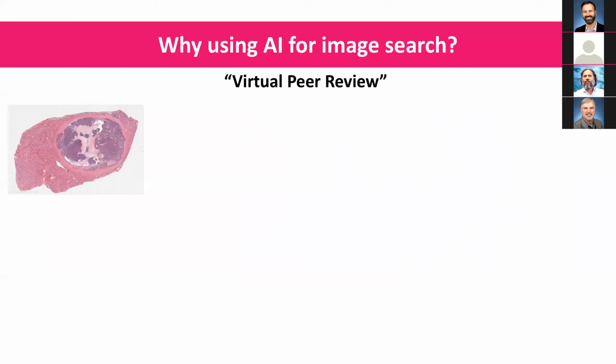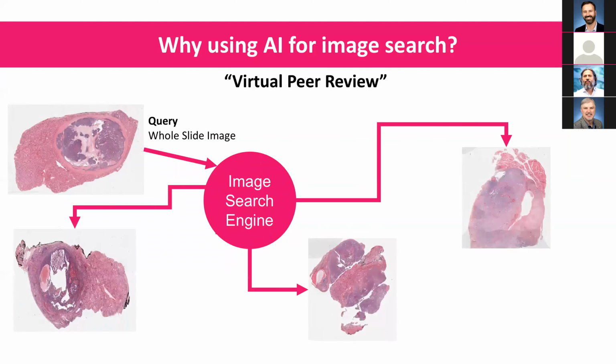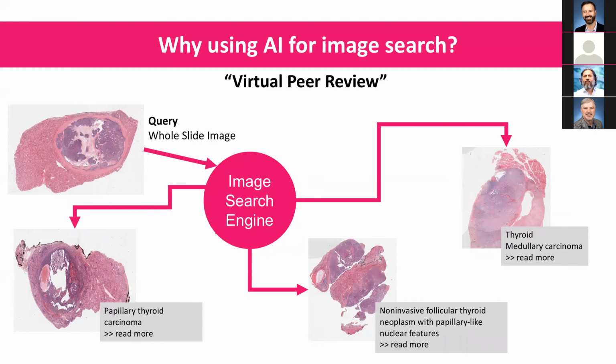So why AI and image search? Fundamentally what we want is virtual peer review, so that if the pathologist is looking at that image, he or she sends the whole slide image to an image search engine. The image search engine goes inside a large indexed archive and finds similar cases. Here, the top 3 that we are showing are similar. That means they have similar morphology of the tissue. And at the same time, you also retrieve the reports for those cases.